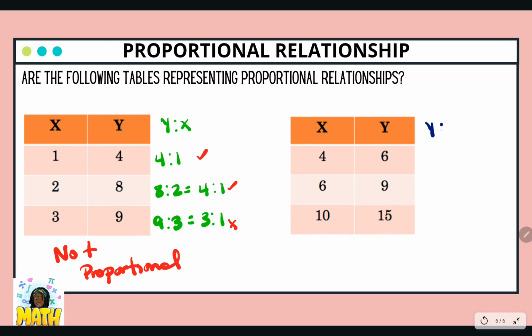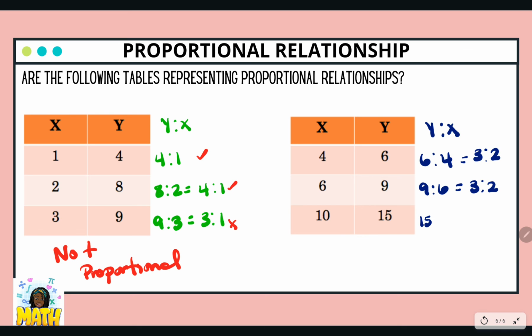Again, it's a y to x ratio. 6 to 4 can be simplified. 2 can go evenly into both of these numbers. 2 goes into 4 two times, 2 into 6 three times. So that gives me a ratio of 3 to 2. 9 to 6 can be simplified. 3 goes into 6 twice, 3 goes into 9 3 times, for a ratio of 3 to 2.